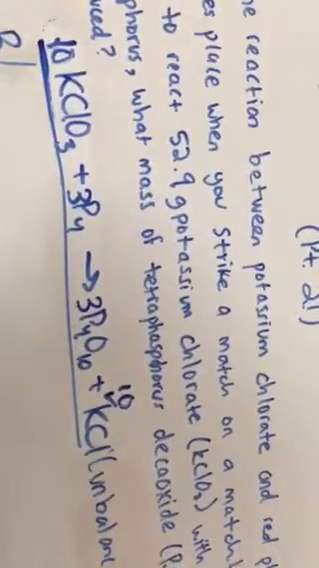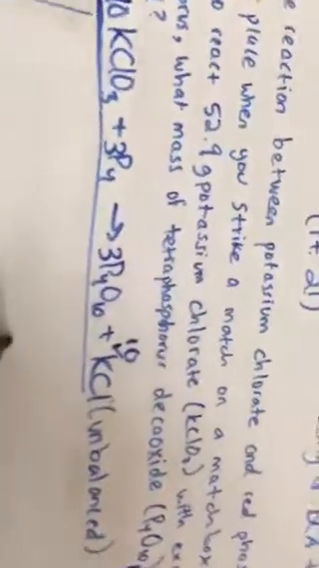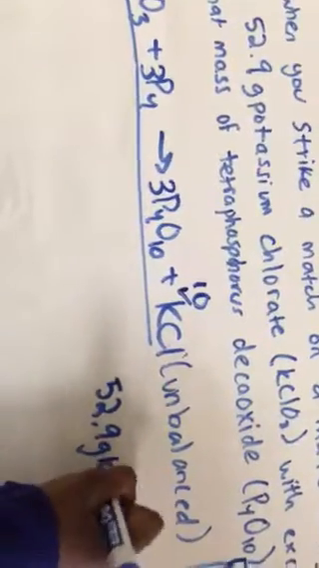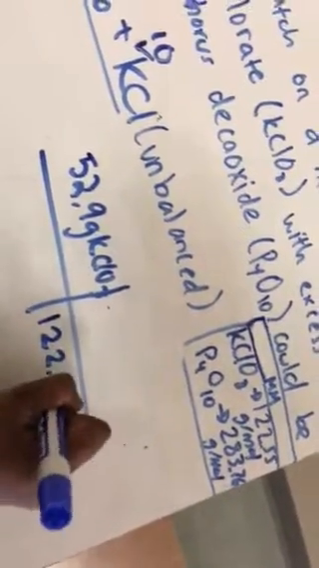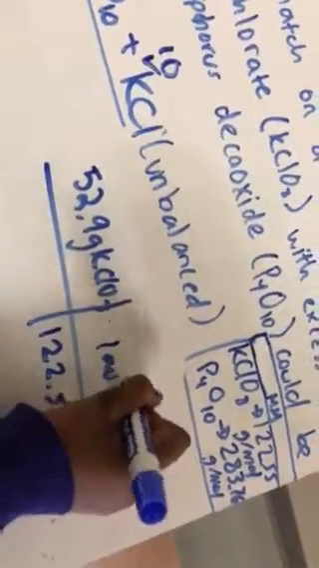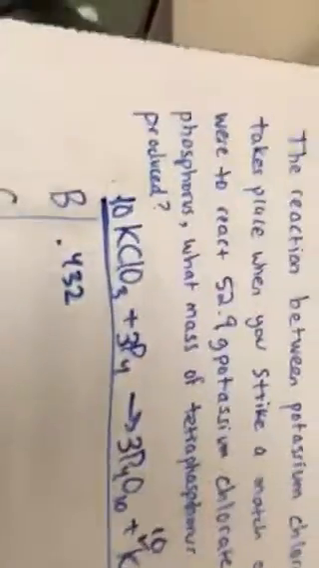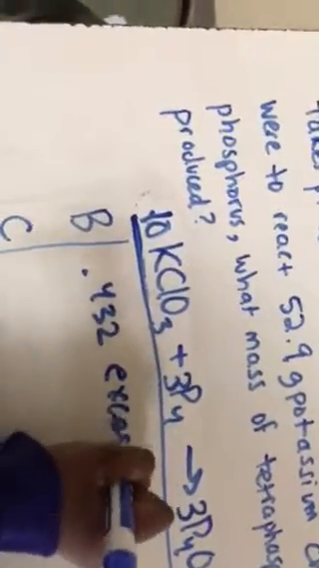So 52.9 grams of potassium chlorate. Remember, we can't put grams into our BCA table, so let's convert that into moles. 52.9 grams KClO3. I wrote our molar masses here to make it easier for us. That is 122.55 grams per 1 mole of potassium chlorate, and that gets us 0.432 moles of KClO3. We can put that into our BCA table right here because it's a reactant, so we'll put 0.432, and we know that there's excess red phosphorus, so we can just put the word excess right here.